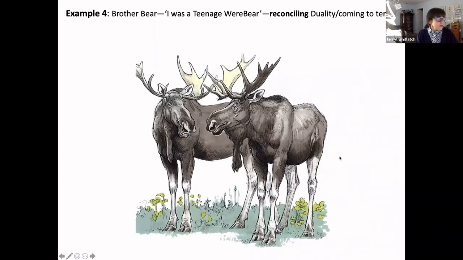I also did a lot of work on the moose brothers in Brother Bear. I loved doing the moose. Moose are such awesome animals anyway. They're so Cenozoic, so Pleistocene. They look prehistoric even though they're living today.